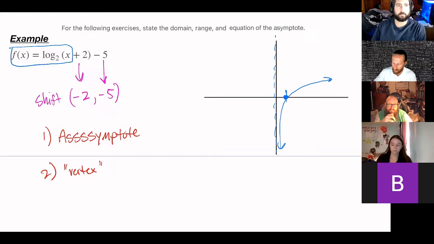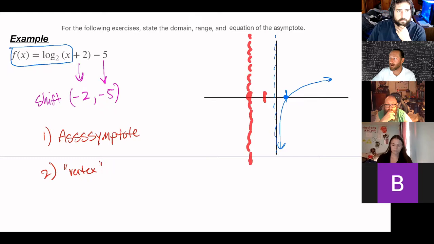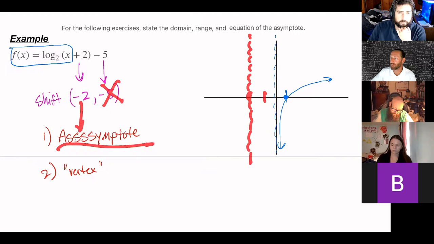So I'm going to start by shifting my asymptote left 2, and then down 5. Because it's going up and down, does it really matter that I shifted it down 5? No, that's not going to play a part in my asymptote shift. But then I'm going to have to take this point and shift it left 2 and down 5. So again, be careful when you do that.